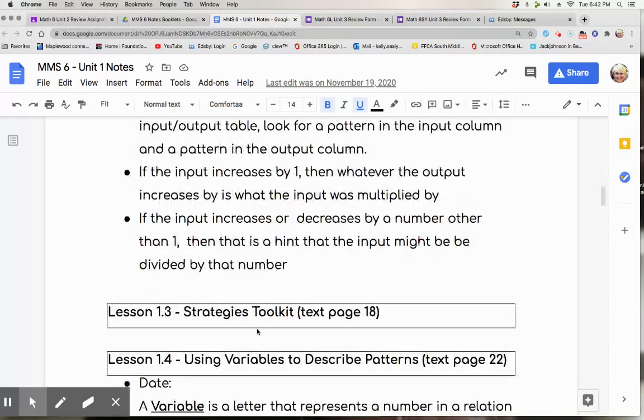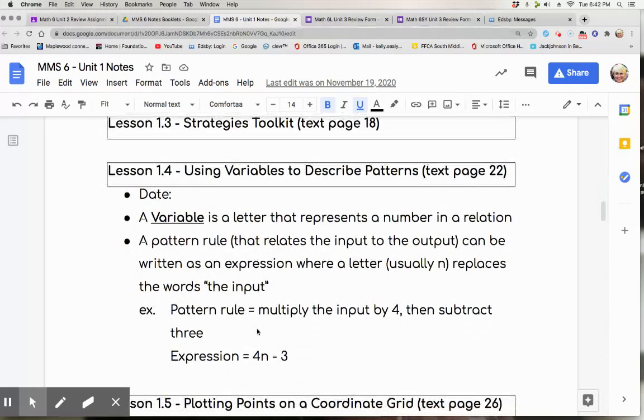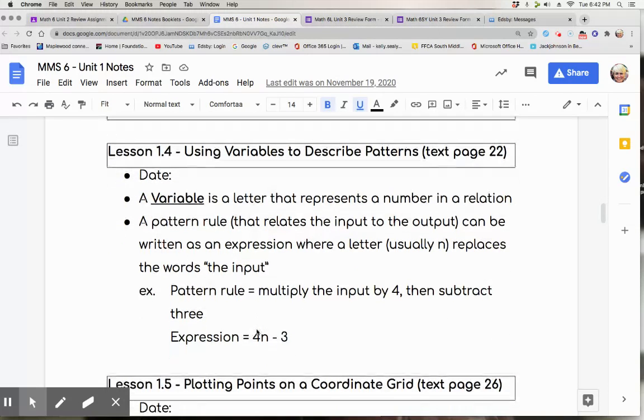All right, lesson number 3 was a strategies toolkit, so moving on to lesson 4. This lesson is about using variables to describe patterns. A variable is a letter that represents a number in a relation, and I usually asked you to use n for your letter. A pattern rule that relates the input to the output can be written as an expression, where a letter, usually n, replaces the word the input. For example, if the pattern rule is multiply the input by 4 and then subtract 3, the expression would be 4n minus 3.